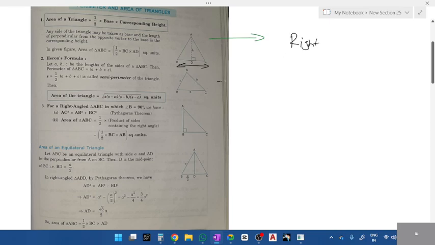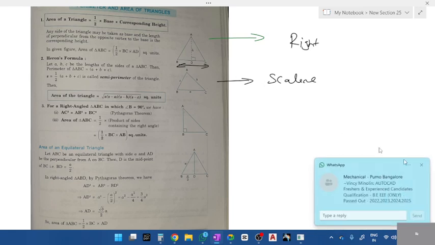Okay, Heron's formula is for which one? Heron's formula for which one we use? Scalene, yes. That is not given here. But I had explained. Heron's formula is used for scalene triangle. So tomorrow, ma'am might ask you to explain Heron's formula, or she might tell you to write the formula for scalene triangle. Just go through in detail.